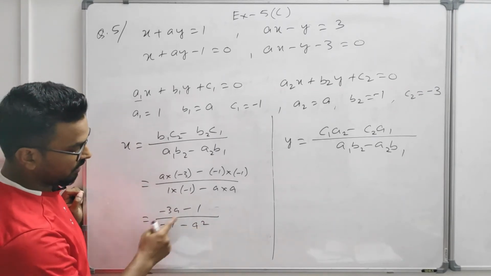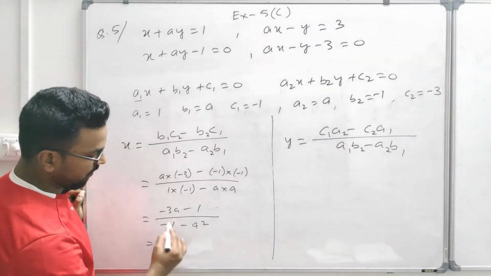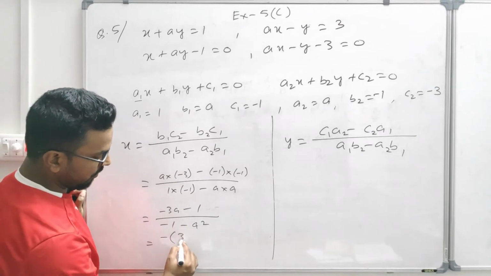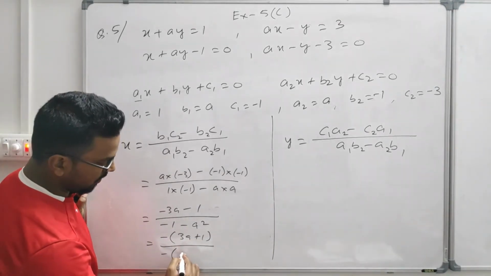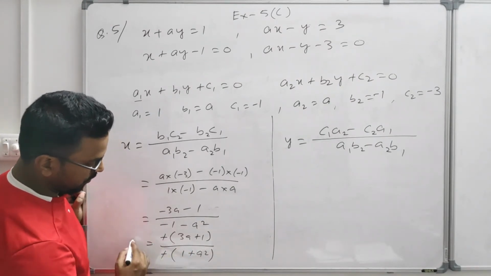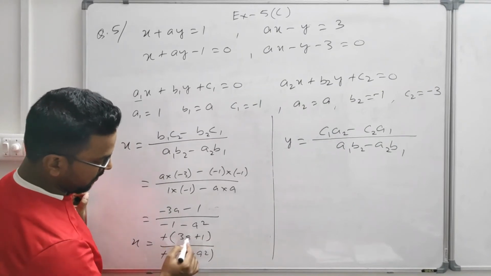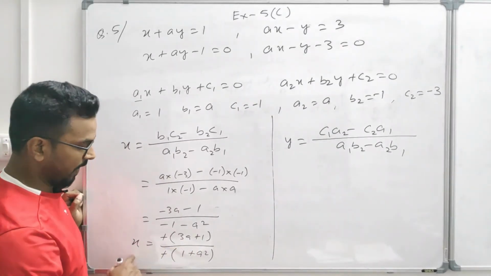So you see in both the cases minus is common, so you just take out the minus. What if you take out the minus, what you can write? You can write 3a plus 1, and here also if you take out the minus you will write 1 plus a square. Okay, minus minus cancel, this will be the value of x. 3a plus 1 over 1 plus a square will be the value of x.